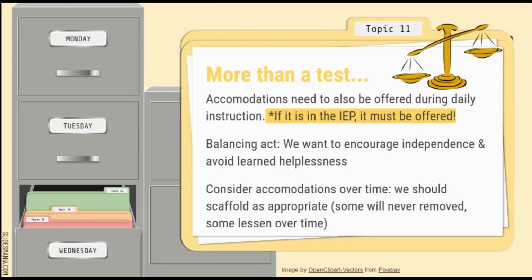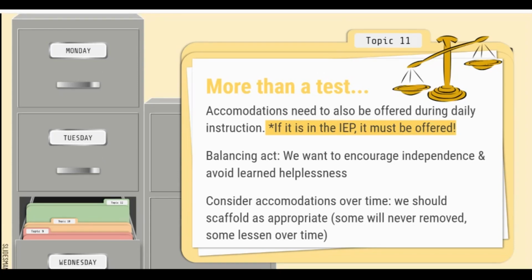Keep in mind that when we think about accommodations, it's got to be more than just a test. Remember, we're always assessing students. And so the balancing act that we have to carefully navigate is encouraging independence and avoiding learned helplessness. It's also about knowing when the students no longer need it, and then having that conversation within that ARC. Some will never be removed. Some will lessen over time.